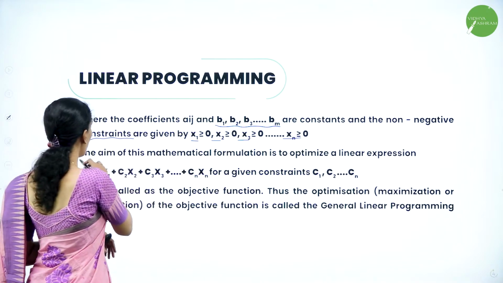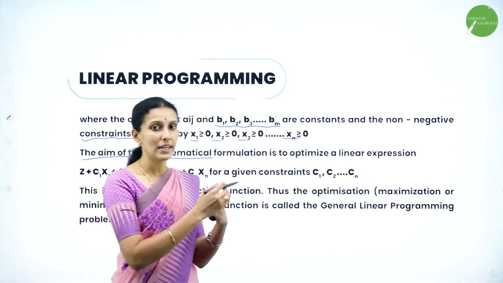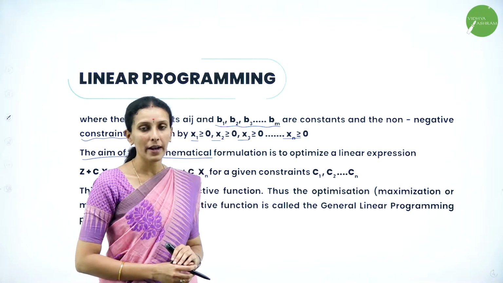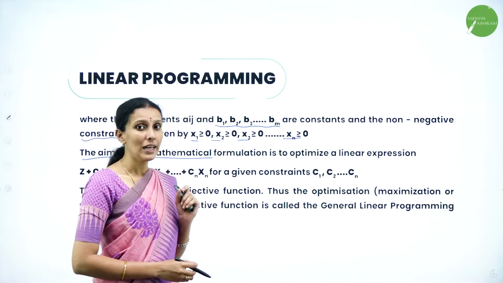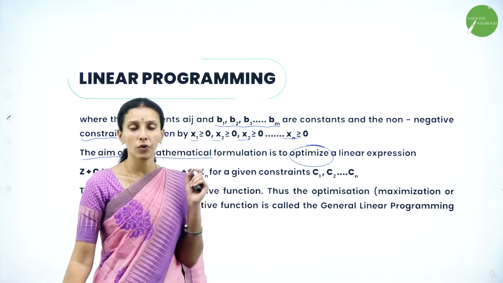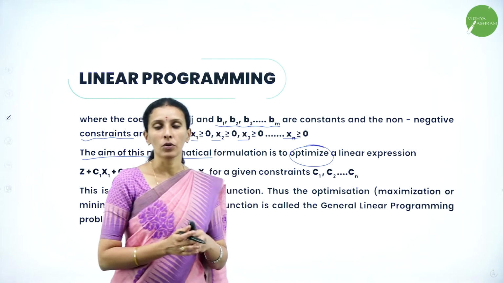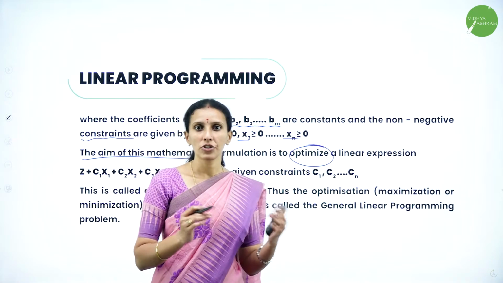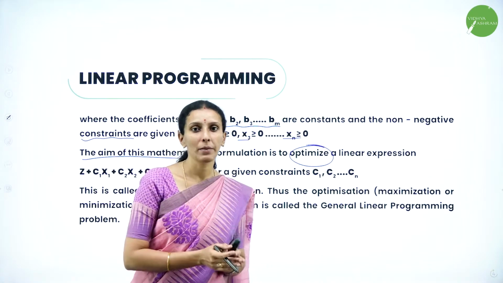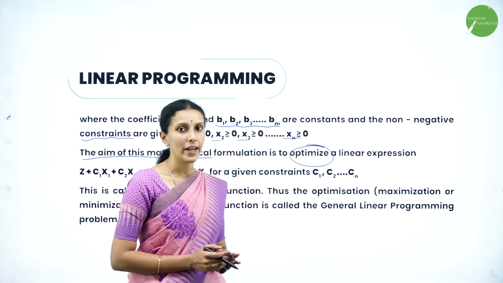Now the aim of this mathematical formulation, what we have done previously in our session, is to find the optimal solution for the linear function, that is, to optimize a linear expression. So what do we mean by optimization? Finding the maximum or minimum value, or when it comes to the field of industry or business, it is nothing but finding the maximum profit with minimum cost. That is nothing but optimization of a linear expression.